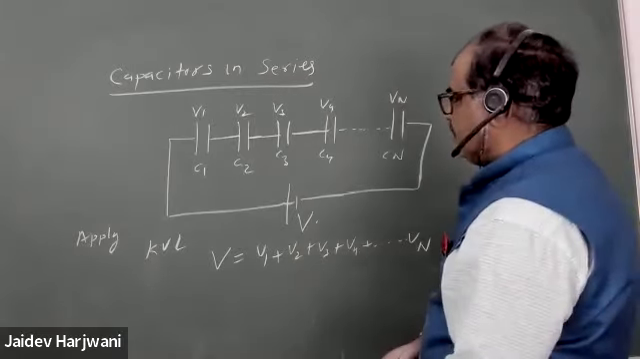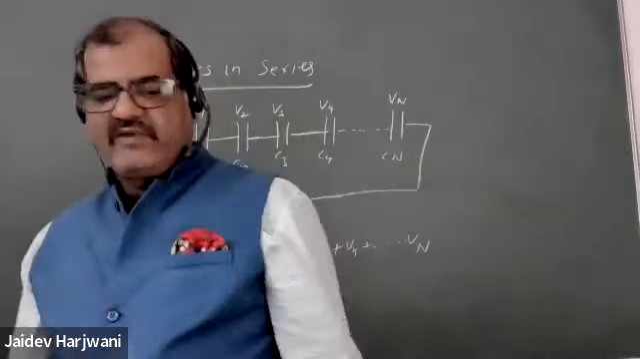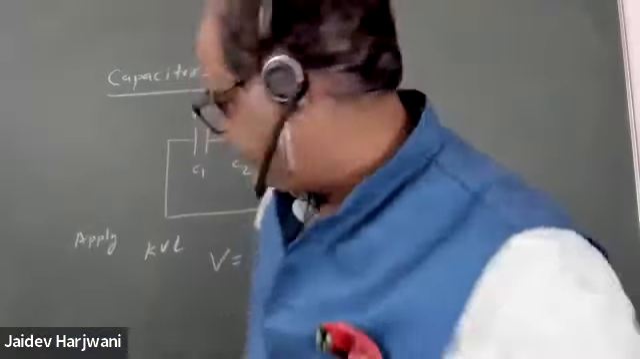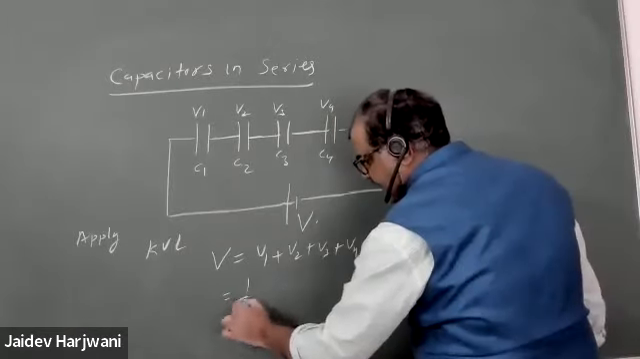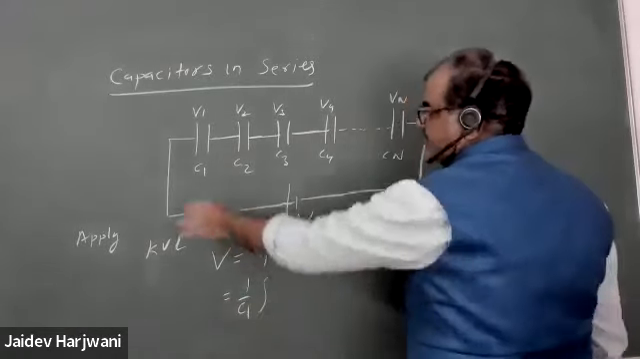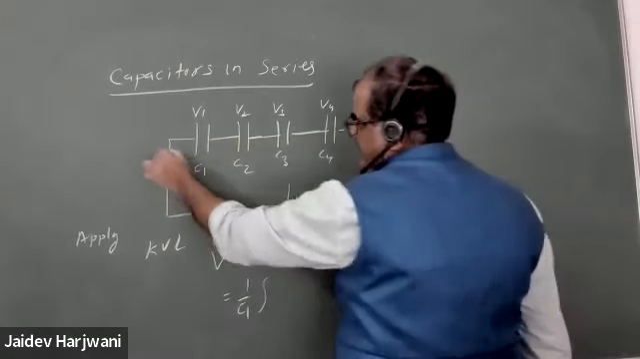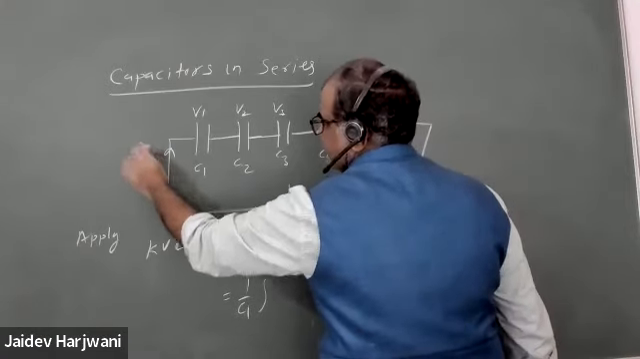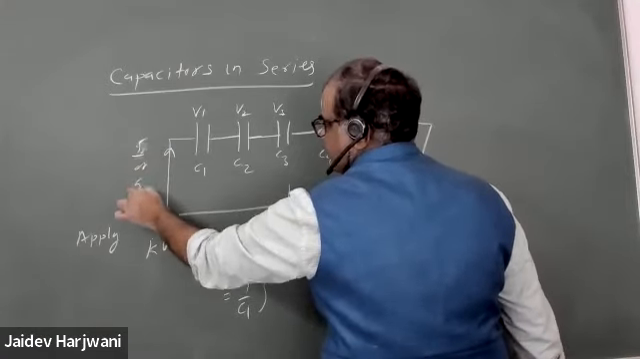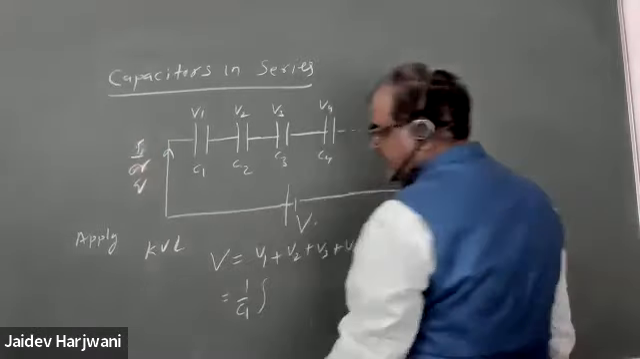Now how can you calculate V1, V2? I can write V1 equals to 1 upon C times the integral of I dt. So V1 I can write with I1 and C1, because they are in series, the same current is flowing. Or you can say the same charge Q is flowing across this branch. So you can take either charge or current.